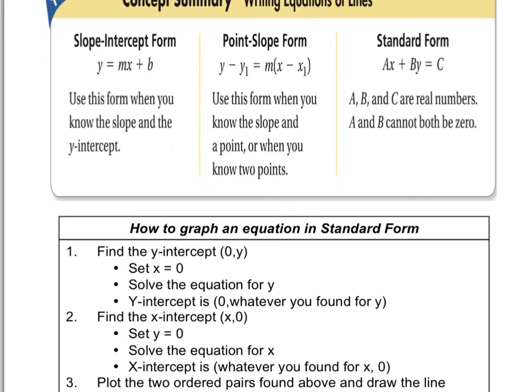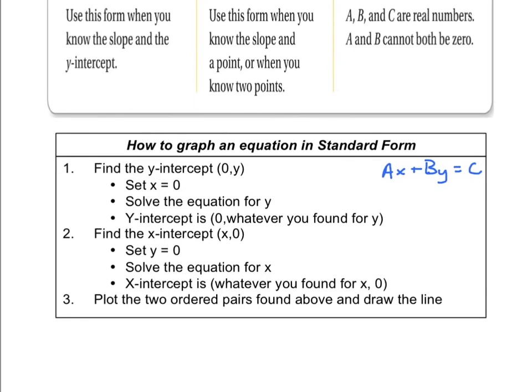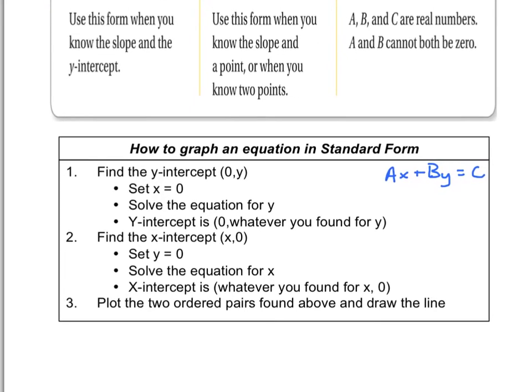And they're going to be in standard form. So in standard form, it's going to be ax plus by equals c, where x and y are on the same side of the equal sign. How are we going to graph those without having to put it in slope-intercept form every time? Okay. Well, how to graph this equation in standard form?